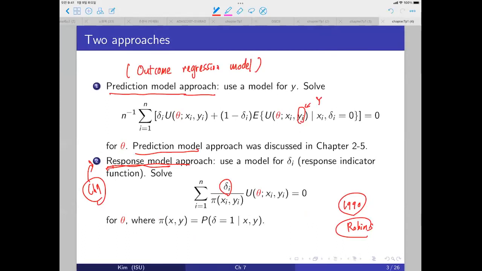That's a good question. In survey sampling, the selection probability is known because it's under the control of the sampling designer. And missing data, this is unknown, so we need to model it. That's the main difference.